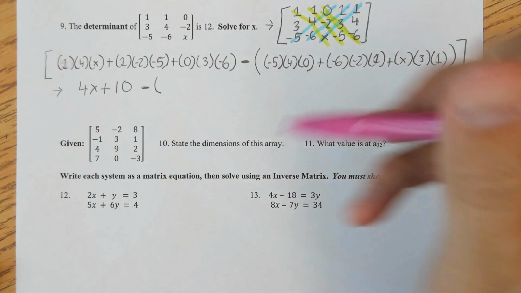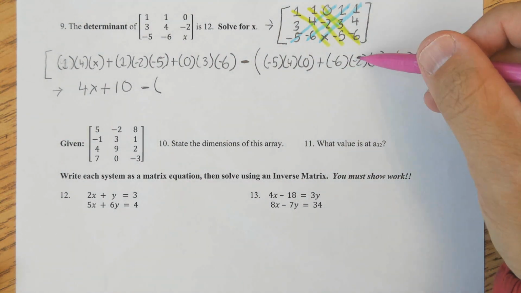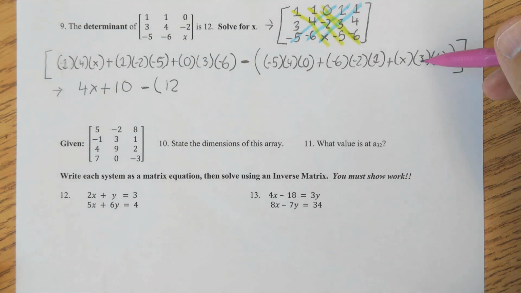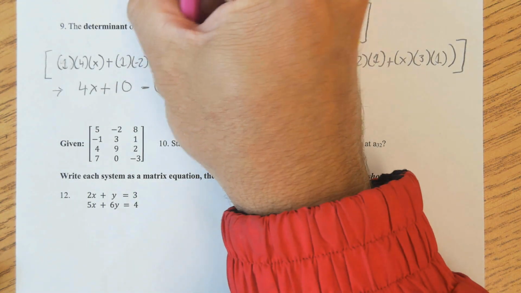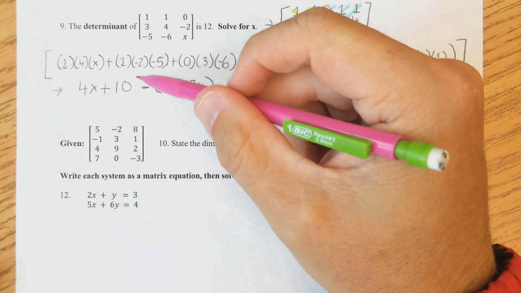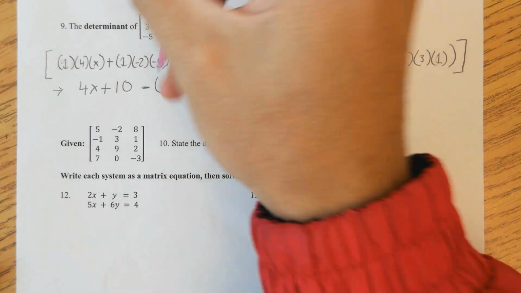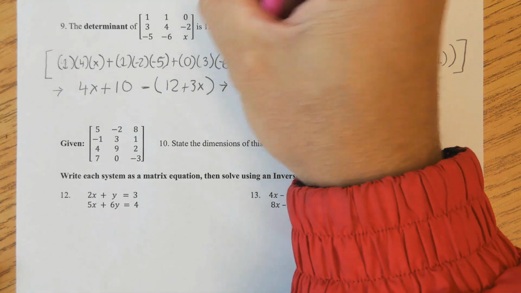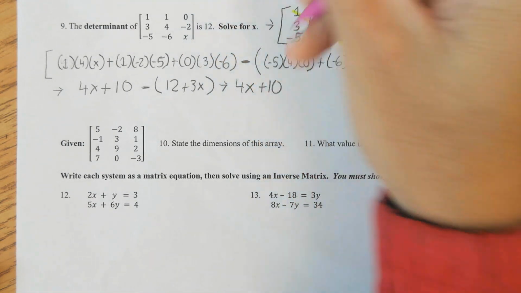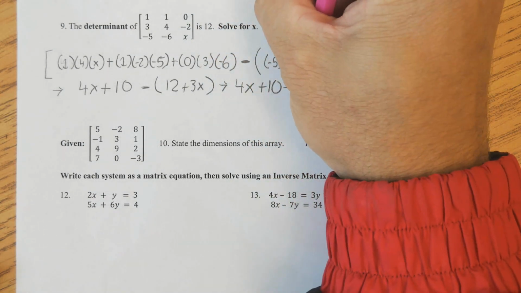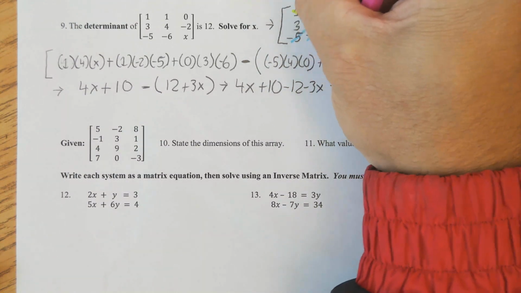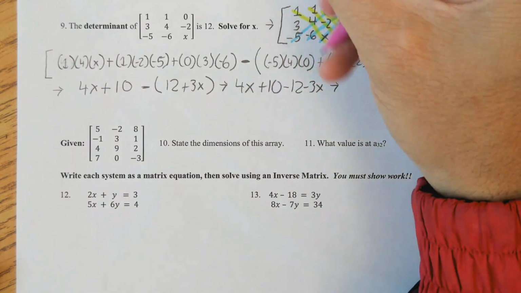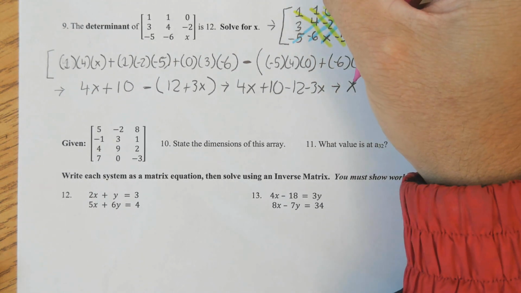0 times everything there is just going to keep it as 0. Negative 6 times negative 2 is a positive 12 times 1, so you have 12. And then you've got 3 times x times 1, which is plus 3x. Distribute this negative sign through, and now we're going to have this. We're going to have 4x plus 10 minus 12 minus 3x, which then gives you this. You've got 4x, combined like terms here now. 4x minus 3x is just x.